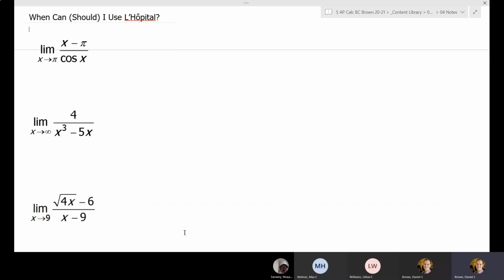On the test, are you ever going to give us questions that don't need L'Hopital's? Definitely. Like the homework tonight is unit 1 stuff and L'Hopital stuff. We always need to just be careful of seeing it.